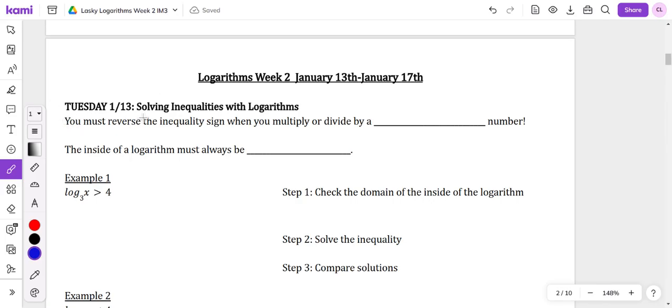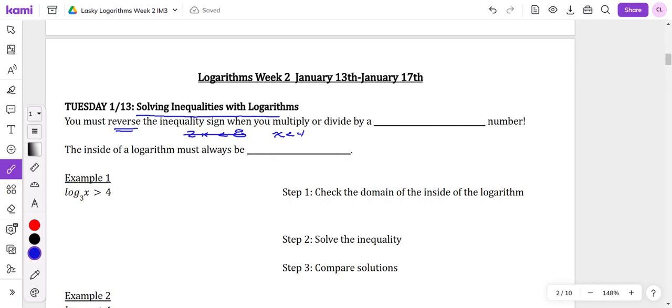We're going to tackle solving inequalities with logarithms. A review for that is on an inequality sign. Let's say we have 2x is less than 8. If I divide by 2, I get x is less than 4. That's the idea, but you have to watch out, because you reverse your inequality sign if you divide by a negative.